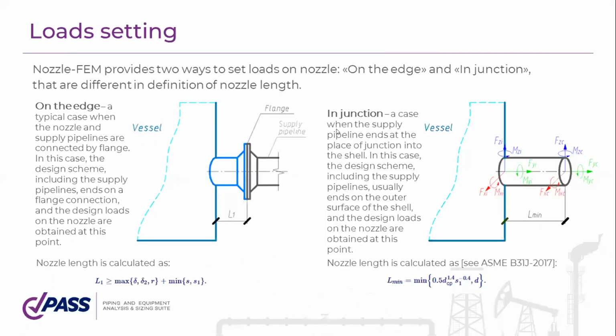Load setting. There are two ways of load setting. You can set them on the edge and in junction. So edge is mostly useful when you have this type of nodes and you know your loads on flange. But quite often you have just welded nozzles, and how to construct a correct model and how to correctly apply this? This is known, for example, from the ASME B31J document, that you need to set some appropriate length of the nozzle in order to escape some edge effects and to take into account flexibility. So the software does it automatically.